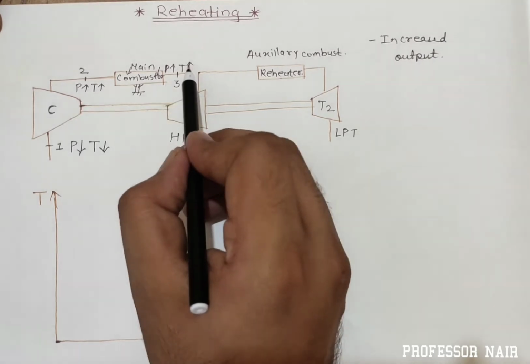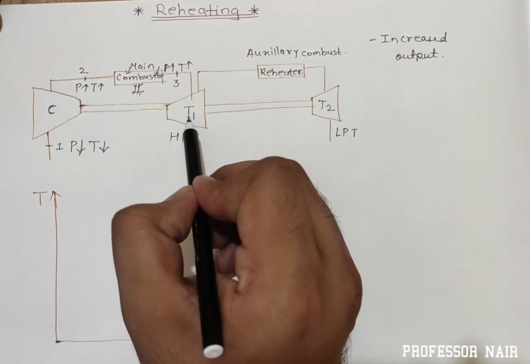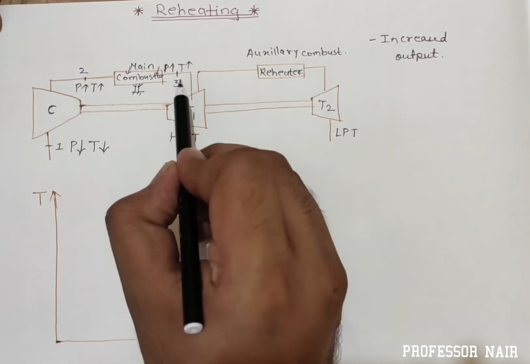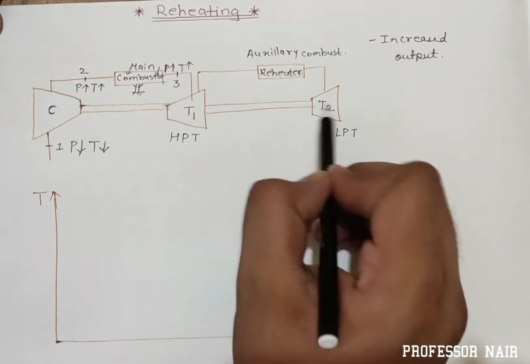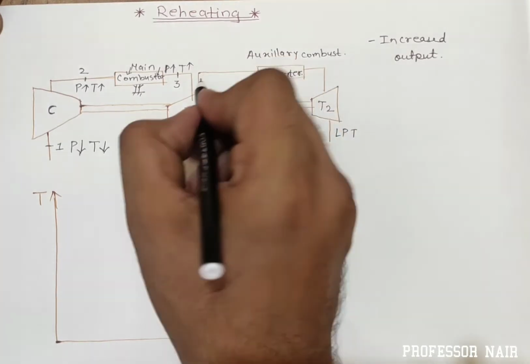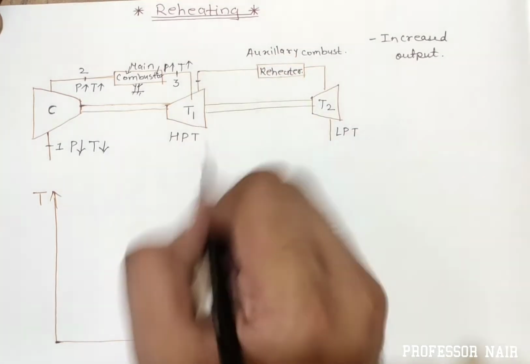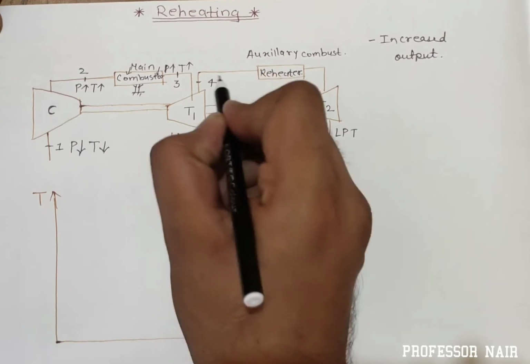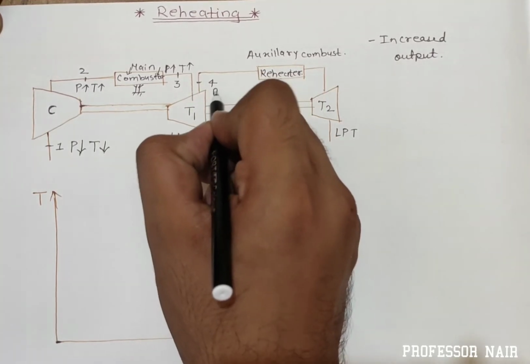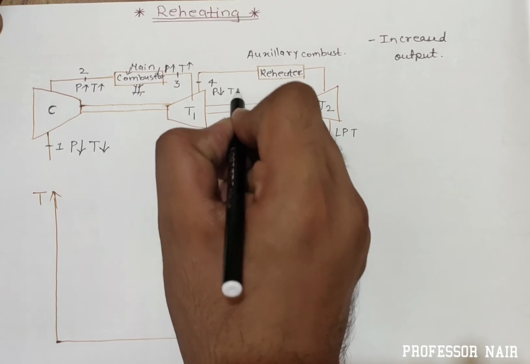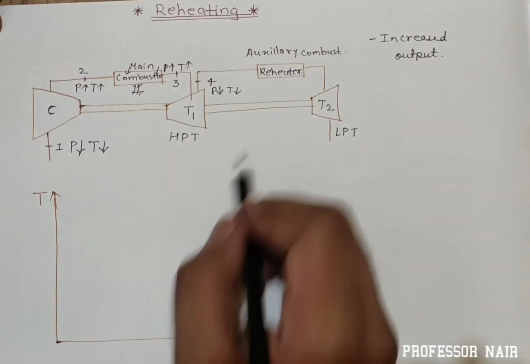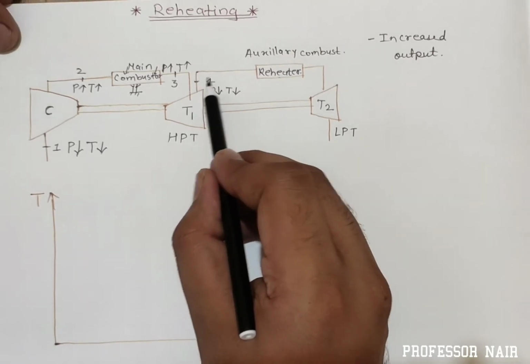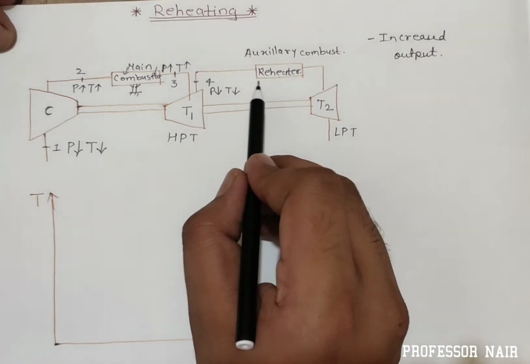This high pressure, high temperature gas enters inside the high pressure turbine. Here the heat energy gets converted into mechanical energy, right? And some amount of heat energy will pass out of the turbine. This would be point 4. So yes, it will have low pressure and again low temperature. This low pressure, low temperature gas enters inside the reheater.